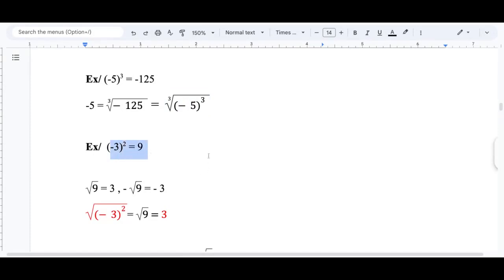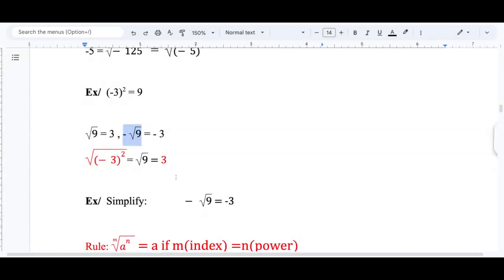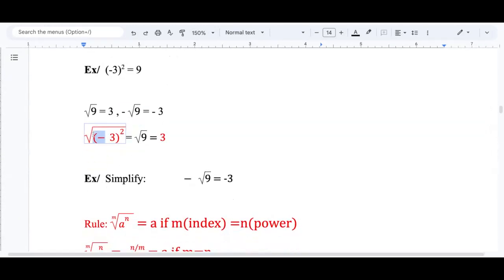Negative 3 squared is 9. So the square root of 9 is 3. The negative square root of 9 is negative 3. Be very careful with this sign when a sign is involved, all right? But what about the square root of negative 3 squared? We square negative 3 first. That's the square root of 9, that's positive 3.